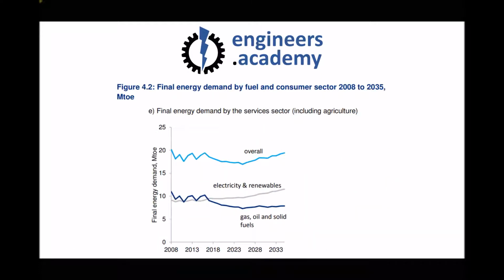The final chart is for our service sector, and it says they're including agriculture. Now, as heavy industry has declined, we've seen an increase in the service industries or the service sector. So it should come as no surprise that we see an increase in the amount of electricity and renewables used by that sector as the sector's growing. But we also see a decrease in the gas and oil consumption again. That will be partly because of things such as the climate change levy, where there's pressure on companies to use less energy.